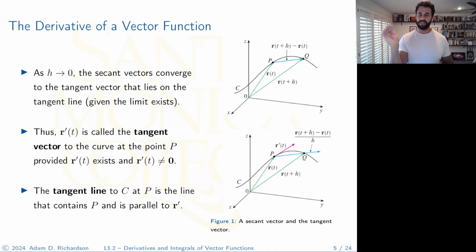Well, if that rock were to suddenly fly off that circular path, what direction would it head? It'll fly off in the direction of the tangent vector. So that's what the tangent vector is.